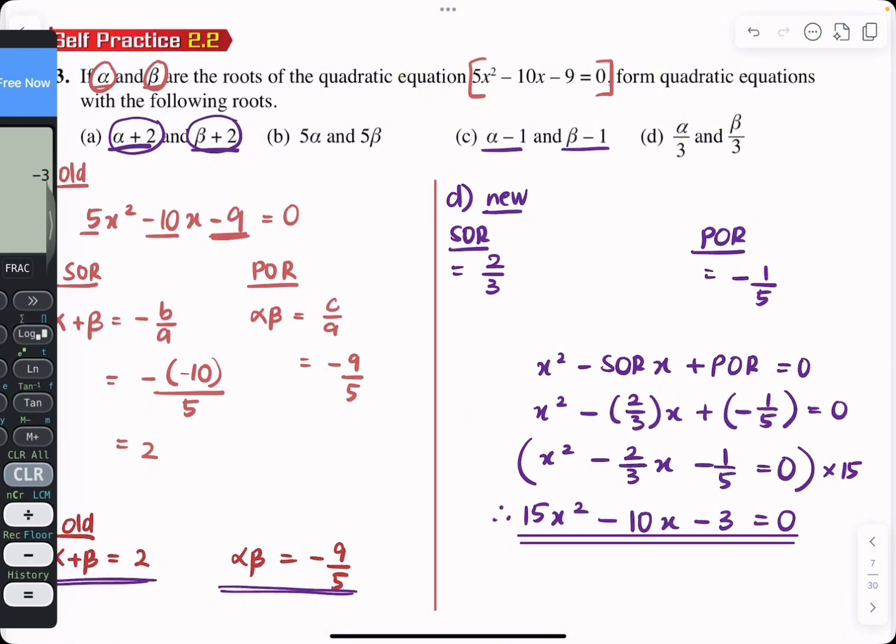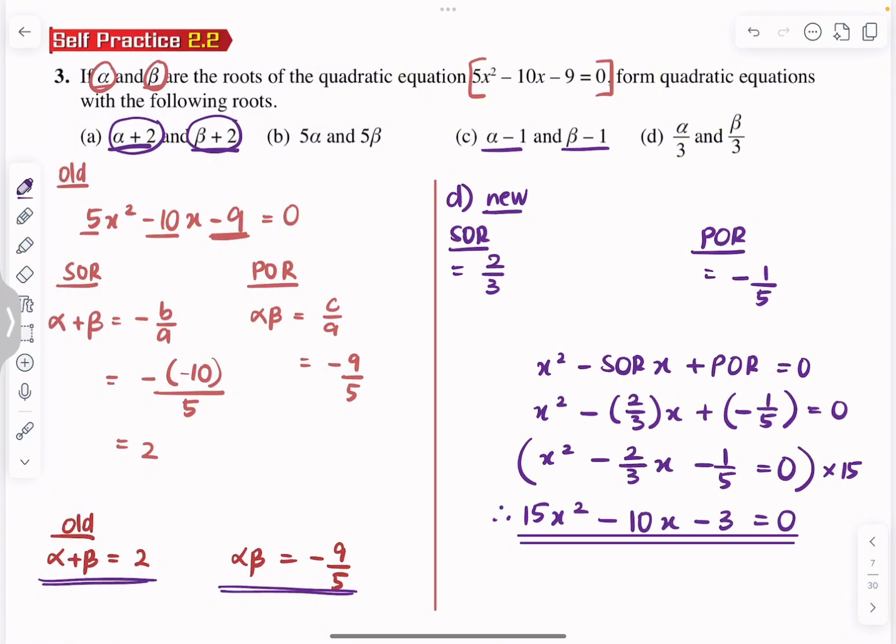Done. That's it. So this is how to solve new roots using your old roots.